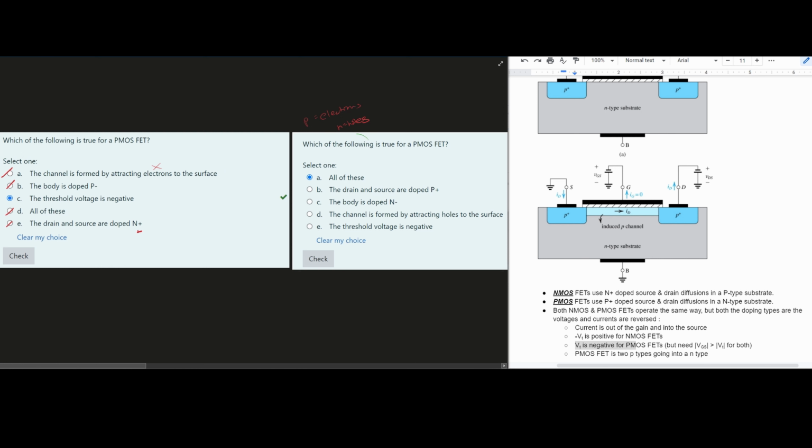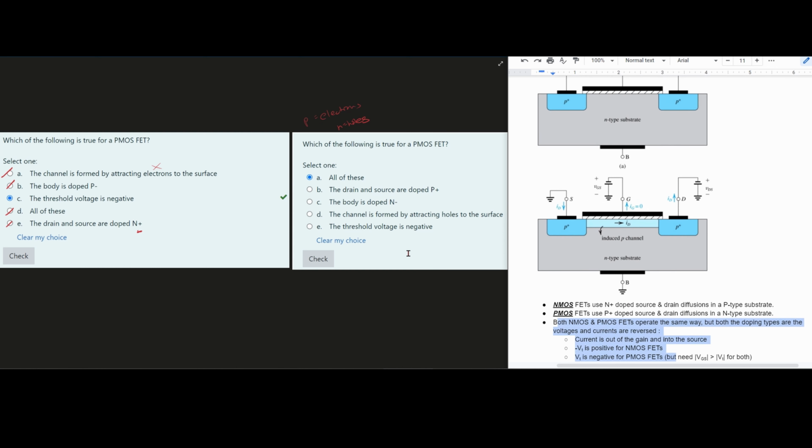Next, we're going to look at the one to the right. First, we're going to start with B, and then we're going to go down and then back up. We have the drain and source are doped P+. Well, this is true. We can see that they're P+ for both of these. Next, we see the body is doped N-, and we just went over this. This should be an N- here because of what we have right here.